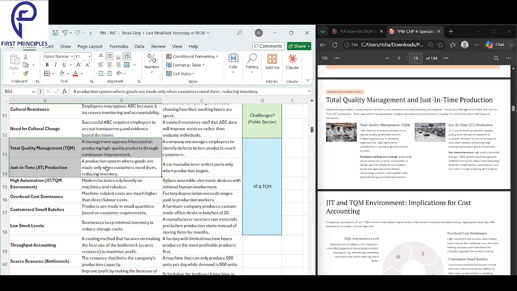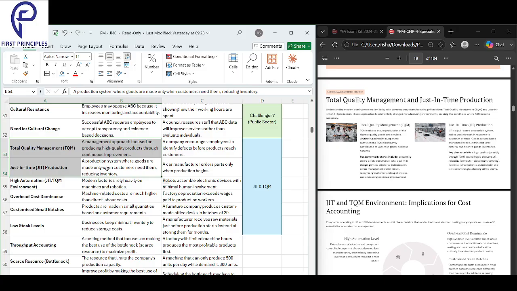In just in time, what do we do? We make goods only when customers need them. In total quality management, what do we do? It's a management approach focused on producing very high quality products through continuous improvement. Through continuous improvement, you're going to produce very high quality products.